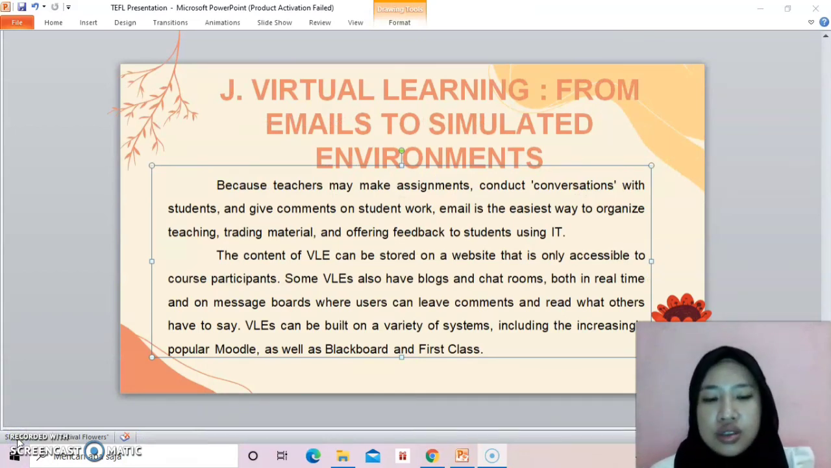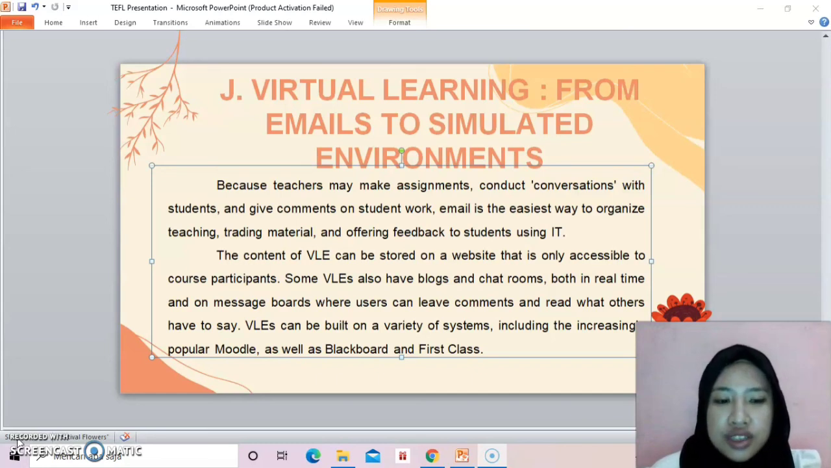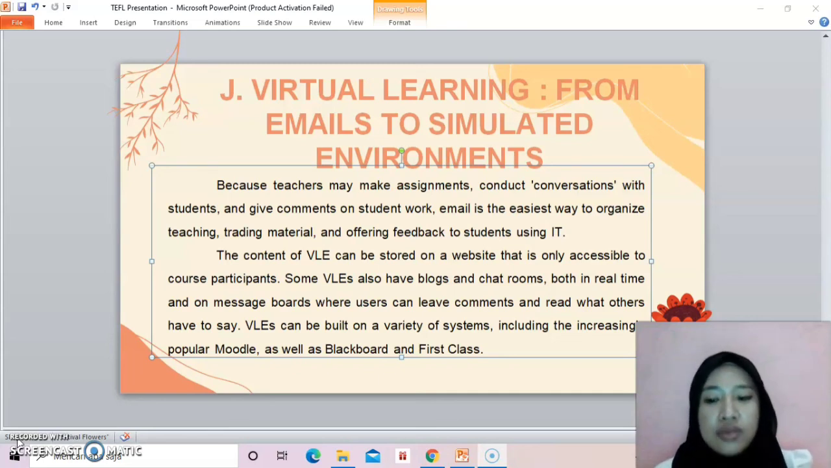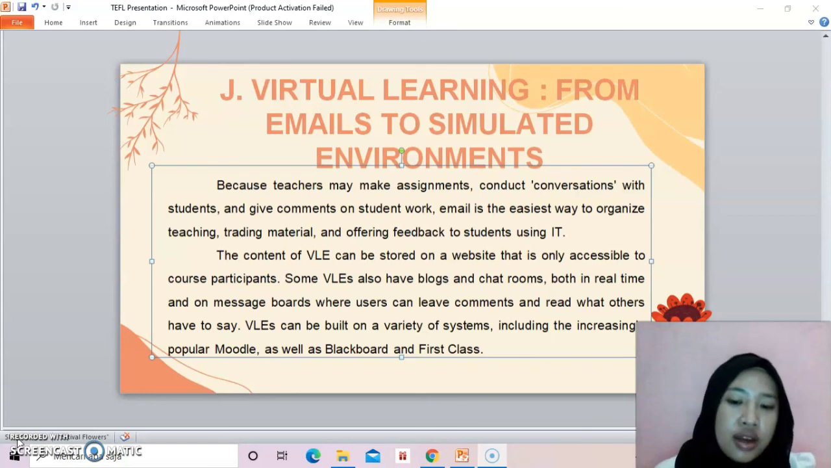Virtual learning environments, from email to simulated environments, because the teacher may make assessments, conduct conversations with the students, and give comments on the students' work. Email is an easy way to organize teaching and learning material and offer feedback to students using a VLE. The content of a VLE can be stored on a website that is only accessible to the course participants. Some VLEs also have blogs and chat rooms, as well as a message board where users can leave comments and read what others have to say. VLEs can be both commercial and open-source, including the increasingly popular Moodle as well as Blackboard and FirstClass.